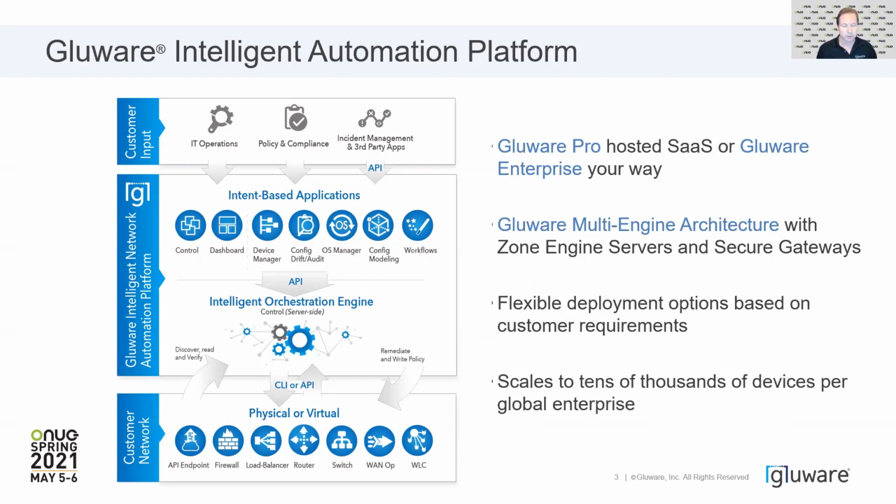On top of our orchestration engine, you have our application layer, which is the Gluware control framework. You have our dashboards, our device manager for things like inventory and network discovery. You can perform config drifts and audits. You can automate operating system upgrades with OS Manager. Config modeling is our configuration management technology, and workflows are more for process automation. Our application layer itself interacts with our orchestration engine via API as well. And then we have an API or APIs that we present northbound.